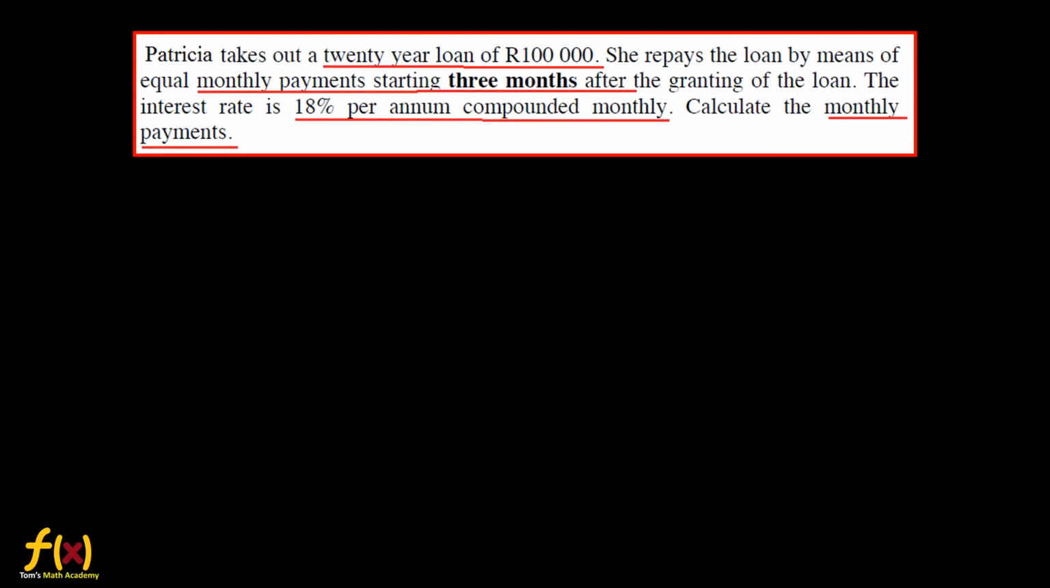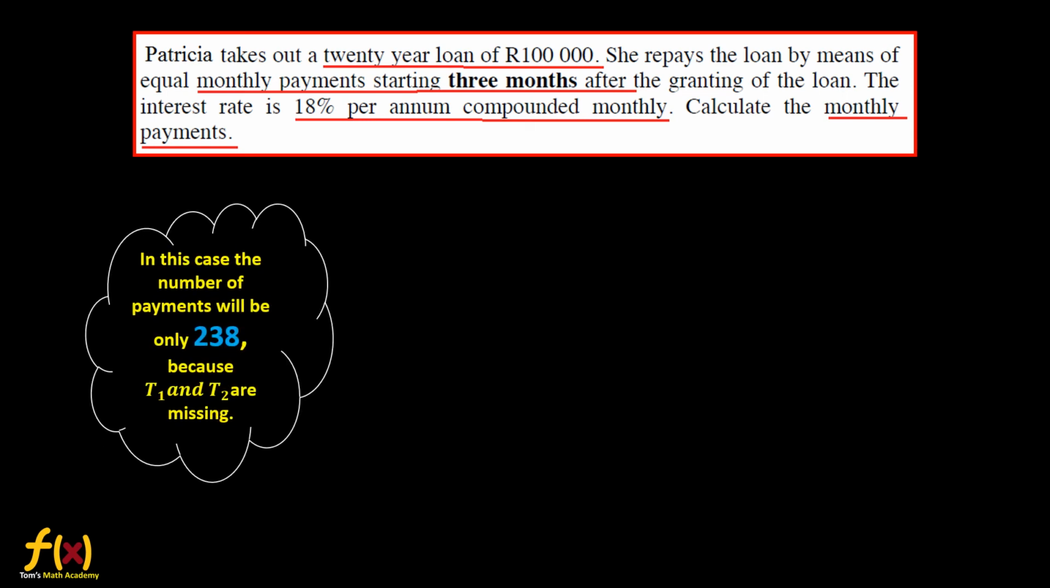Again, Patricia takes out a 20-year loan of 100,000. She repays the loan by means of equal monthly payments starting 3 months after. Look at that, not 1 month after. So that is very important. On this question, what happens? It is 20 times 12 is 240. But she fails to pay after 1 month, no payment. Another month, no payment. Only after 3 months. So 2 payments are missing there.